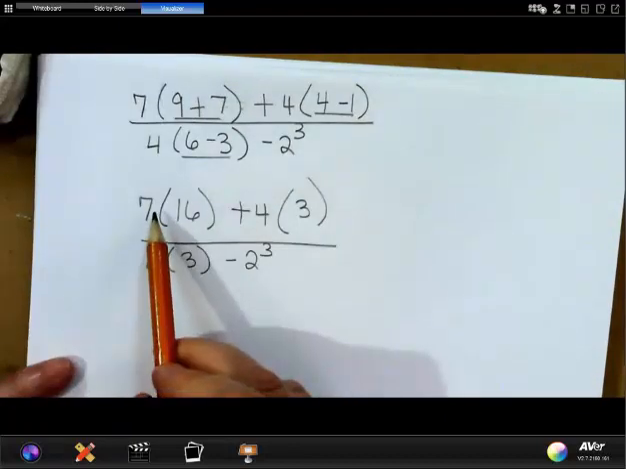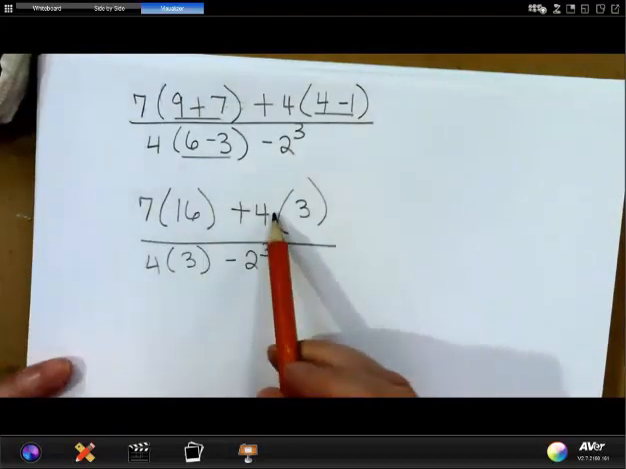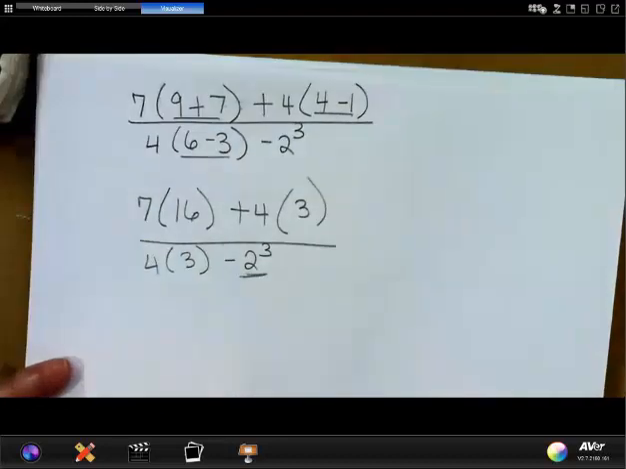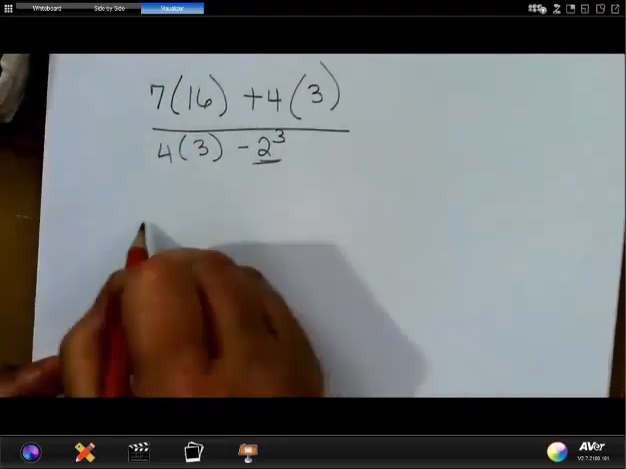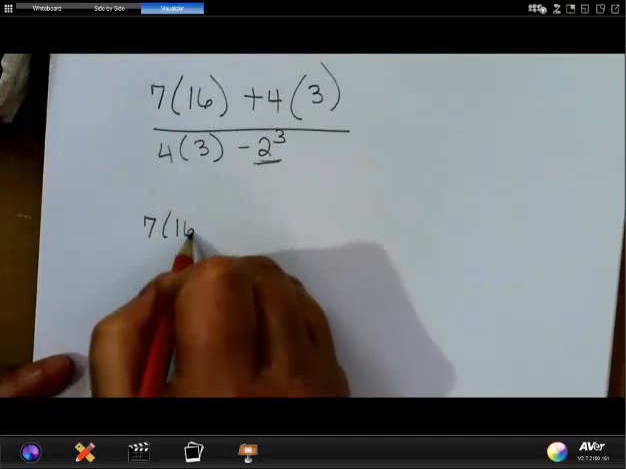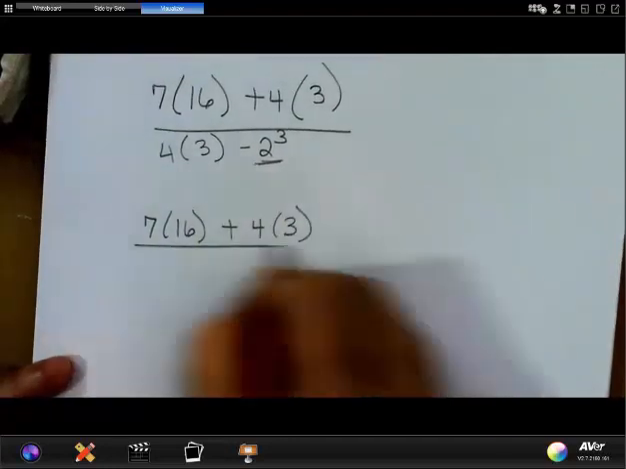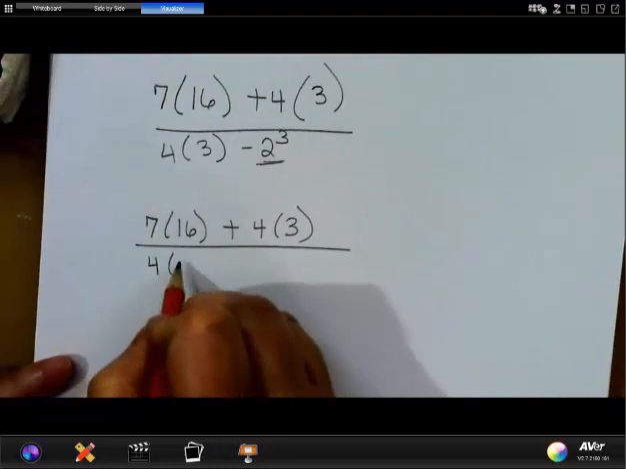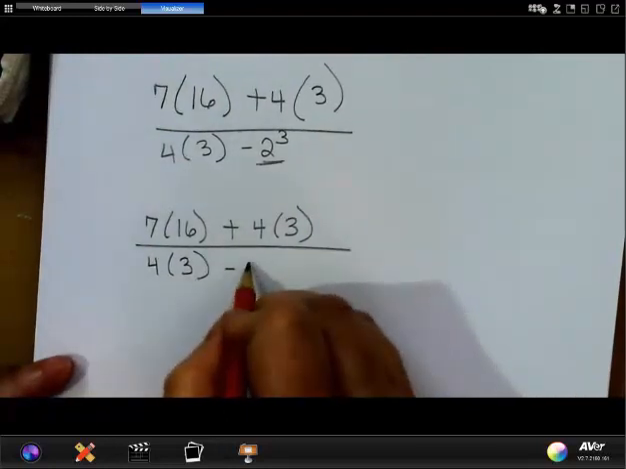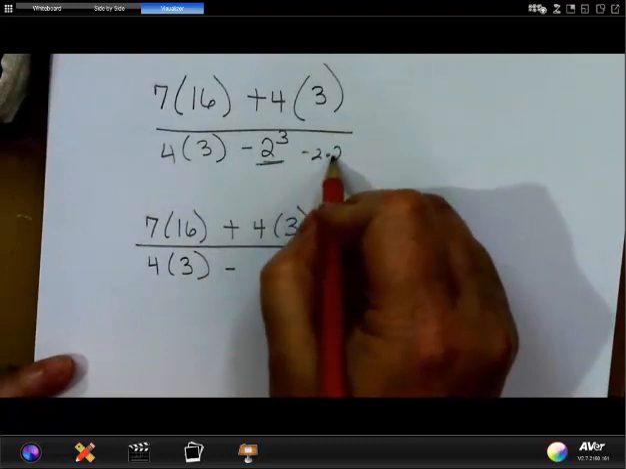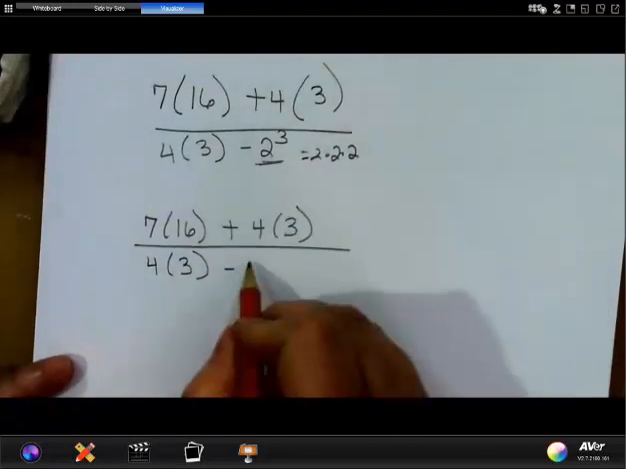Now, when you have a number in front of a parentheses, that means to multiply. So I'm going to be multiplying 7 times 16, 4 times 3, 4 times 3, but I have to do this one first. So that's going to give me 7 times 16 plus 4 times 3 over 4 times 3 minus 2 to the third power. That's 2 times 2 times 2, which is 8.